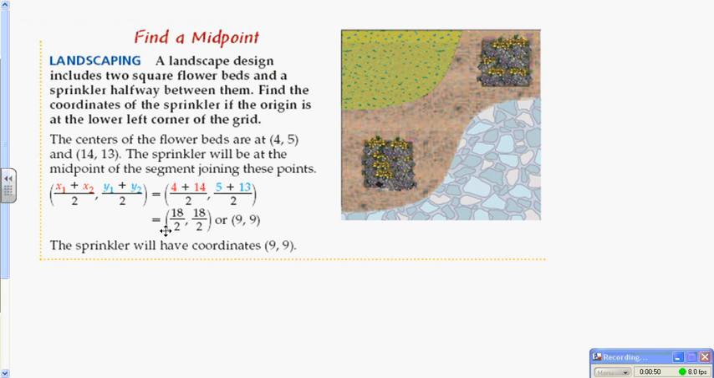Here's an example where we have a landscape design that includes 2 square flower beds and a sprinkler halfway between them. Find the coordinates of the sprinkler, if the origin is at the lower left-hand corner of the grid. Okay, so we have these coordinates, (4, 5) and (14, 13). So again, we take our x values, which are here and here, add them up and divide by 2. Take the y values, which are there and there, add them up and divide by 2. We have our midpoint.